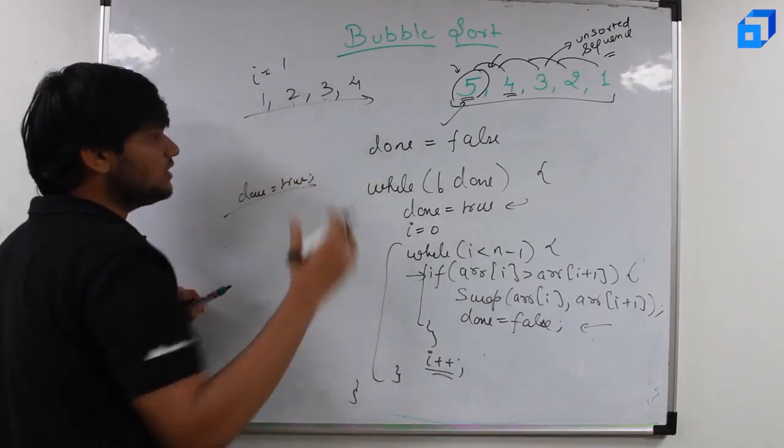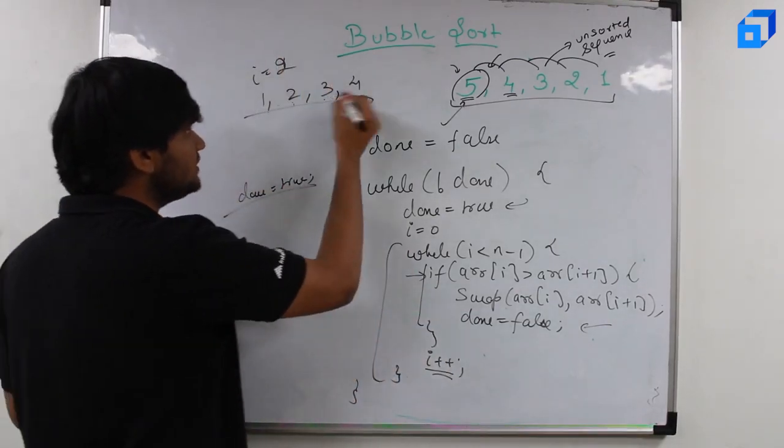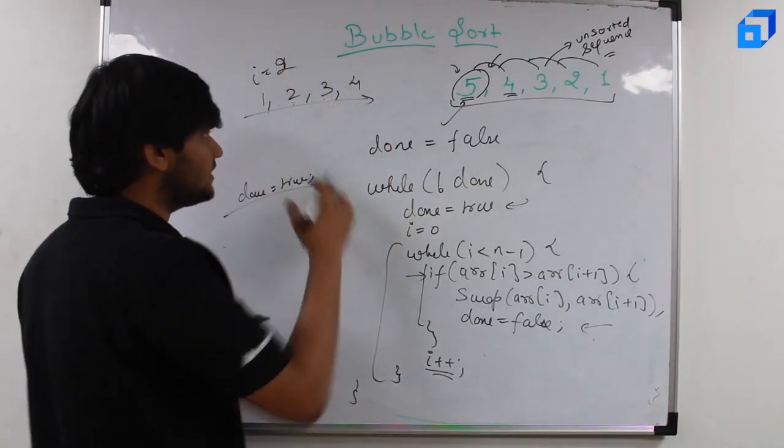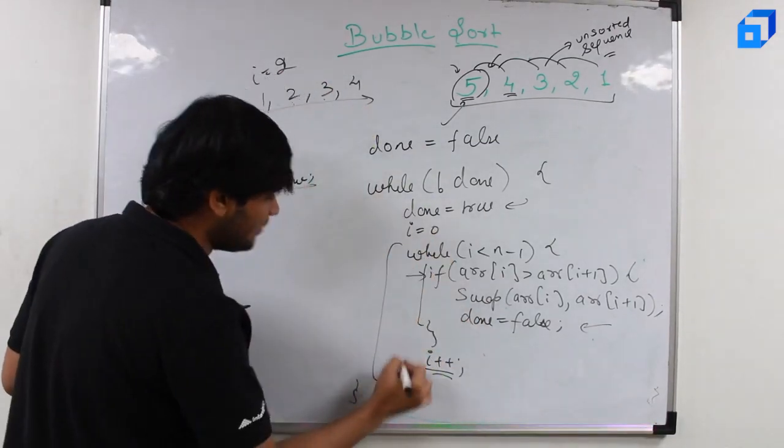So 2 will be compared to 3. Again, the if conditional will not execute. Now i will become 2. 3 is not greater than 4, 3 is lesser than 4. So again, this conditional will not be executed and we will just come out of the while loop.